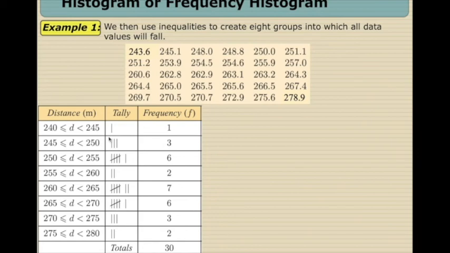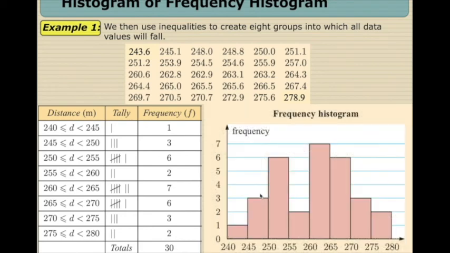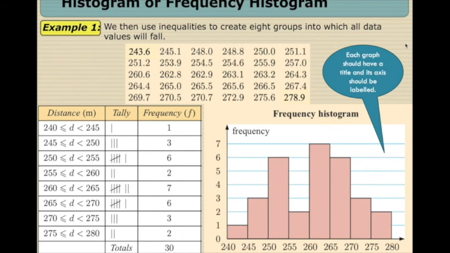Then we can present this data with the help of this frequency distribution table into a histogram, like so. It is very important when you write your IA, make sure that each graph must be titled and each axis must be labeled.